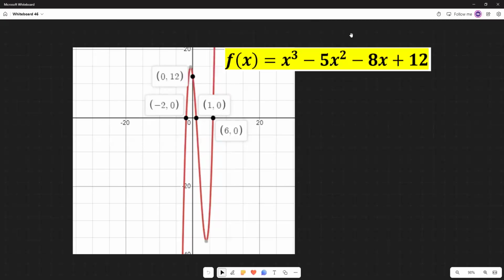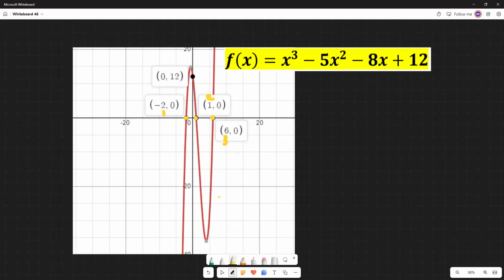In this video, we are asked to show that the equation of this cubic function is f of x equals x cubed minus 5x squared minus 8x plus 12. So, ladies and gentlemen, we are going to start by looking at what form we are given. In this case, we are given the x-intercepts, -2, 1, and 6. This is the first x-intercept, that is the second one, and this is the third one.